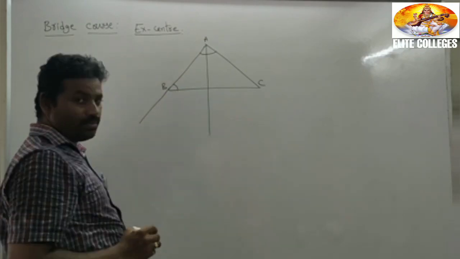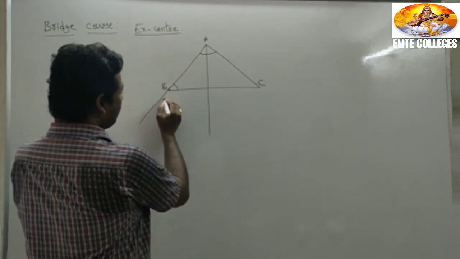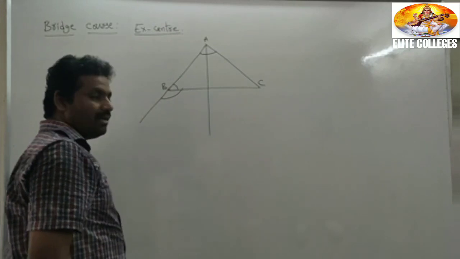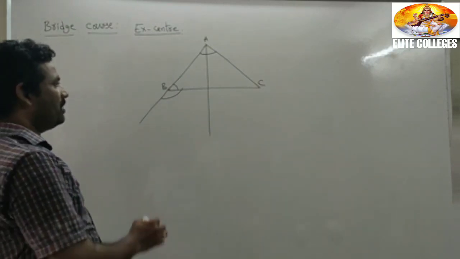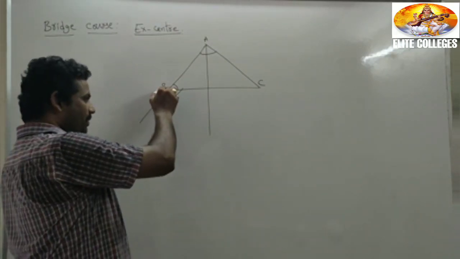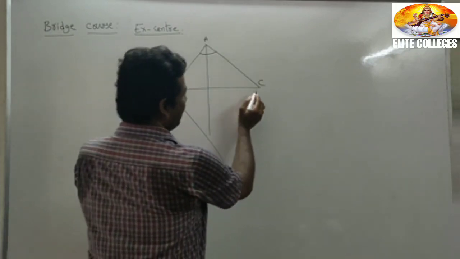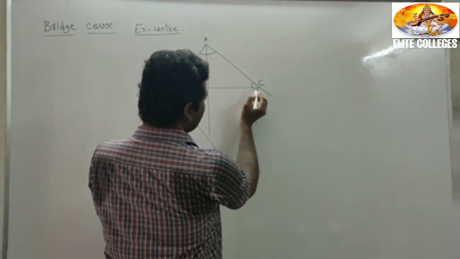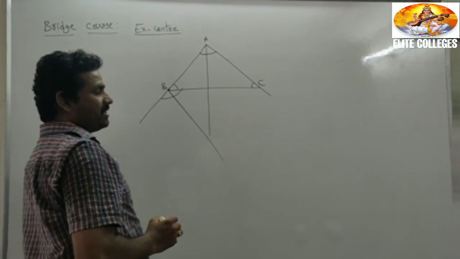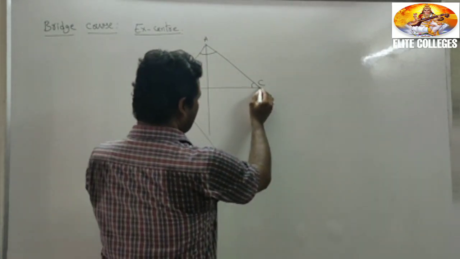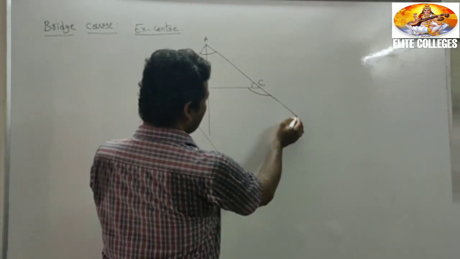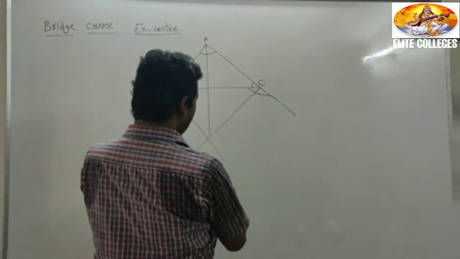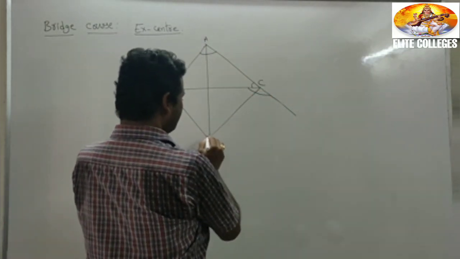This is the internal angle of B. And what about this one? This is the external angle of B. Draw the external angular bisector of B. And see this one: this is the internal angular bisector of C. And this is the external angle, the external angular bisector of C.